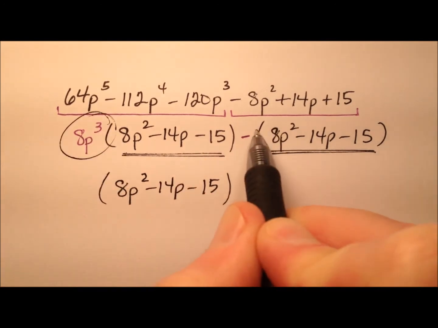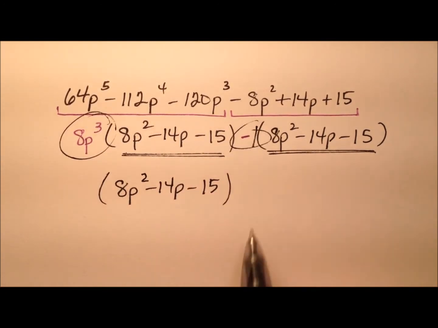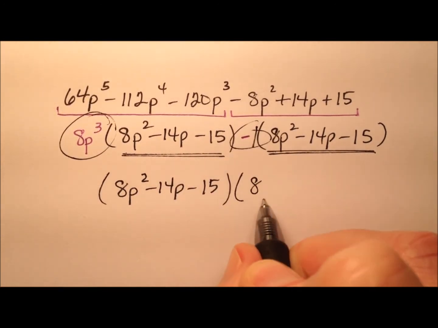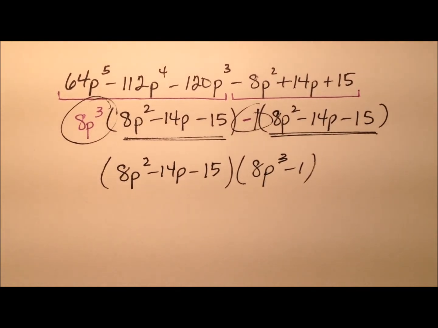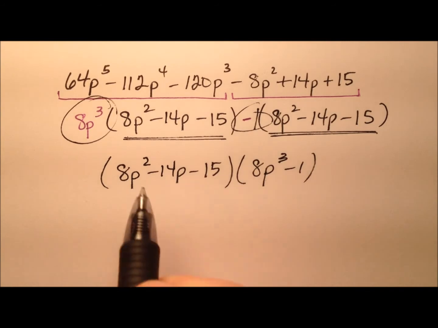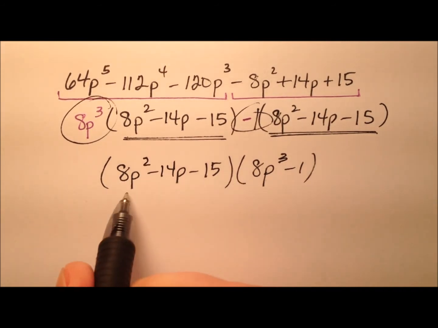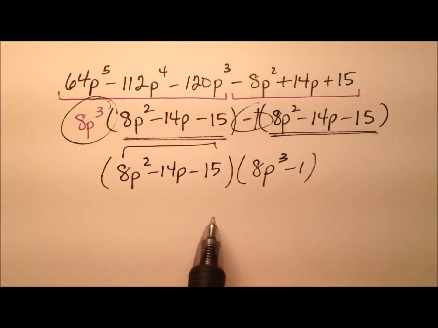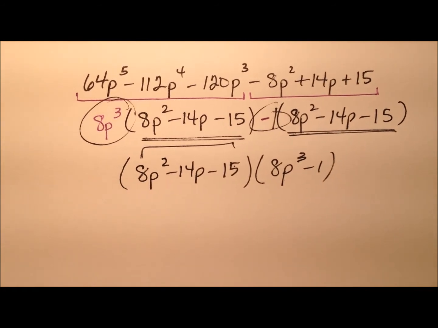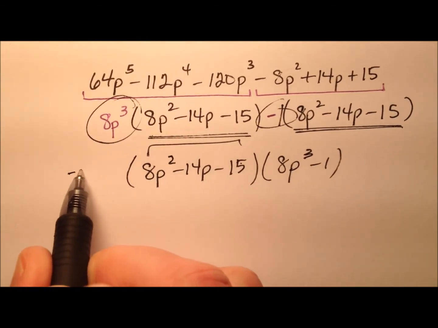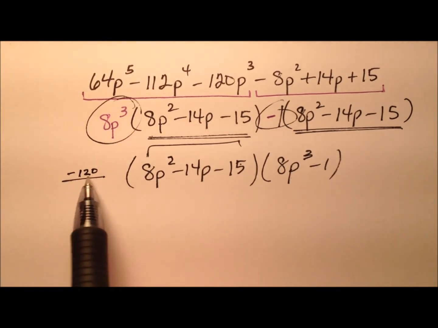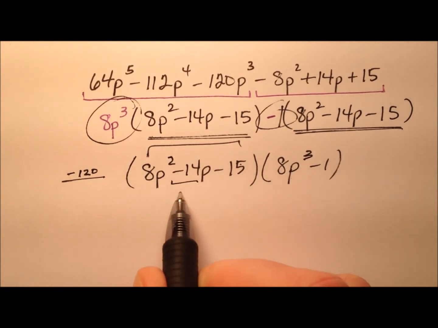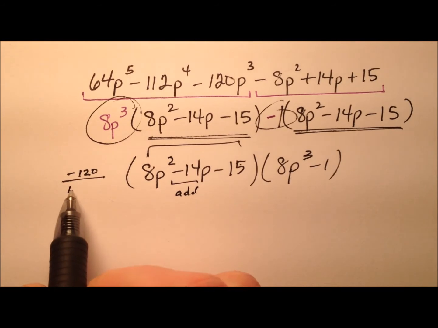And then the greatest common factor, well that was a 1 right there, so I'm going to say 8p cubed minus 1. Okay, lots of factorization here that we can do. So on this first set, it looks like I can use the AC method. So 8 times negative 15, and that's going to be negative 120. So we need factors of negative 120 that add to make negative 14.